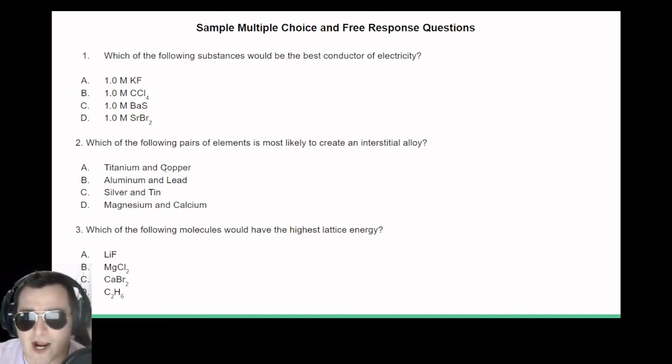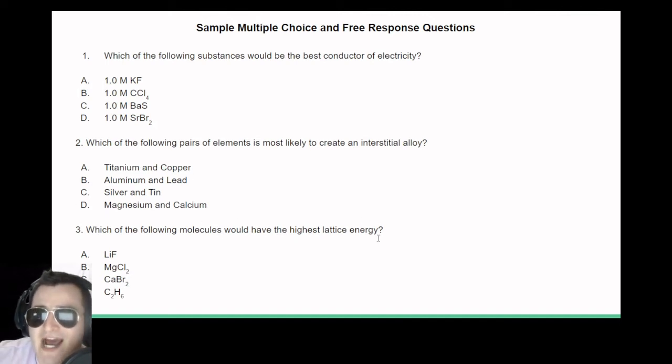And so titanium and copper, they're on the same period of the periodic table. Magnesium and calcium are one group down from one another, right? Or two groups. No, one group. Period 3, period 4. Silver and tin, further apart, but still not as far apart as aluminum and lead, which are several periods away from one another. So B is going to be your best option there. Lead's going to be a pretty beefy atom, whereas aluminum is going to be pretty small and can fit nice and snugly in between those lead atoms.